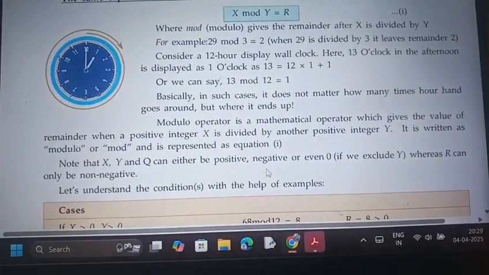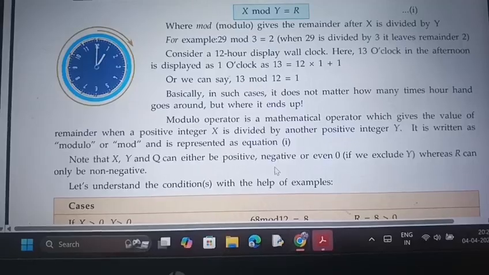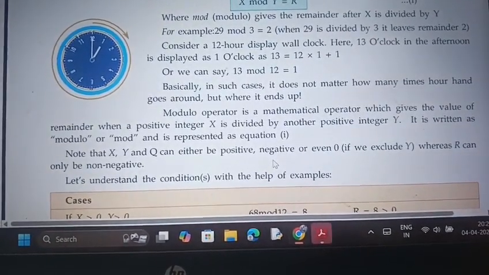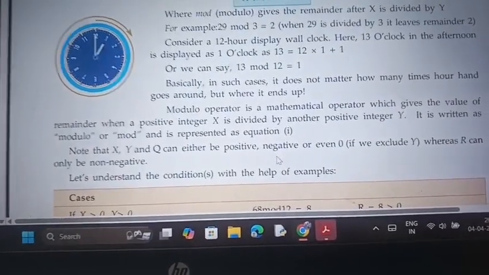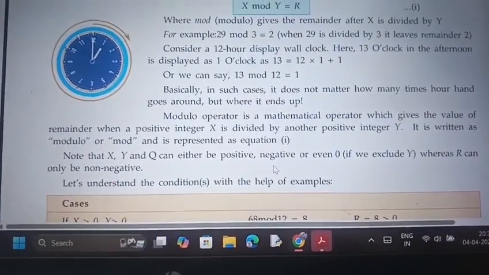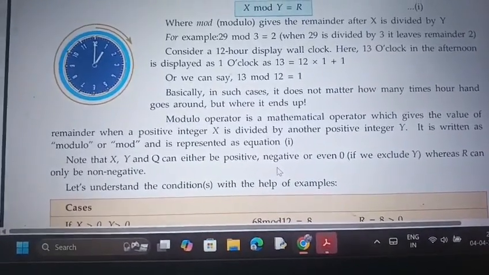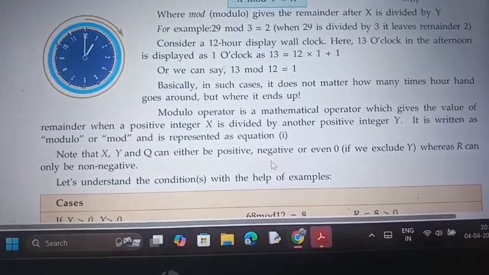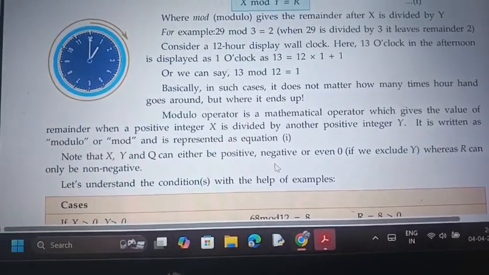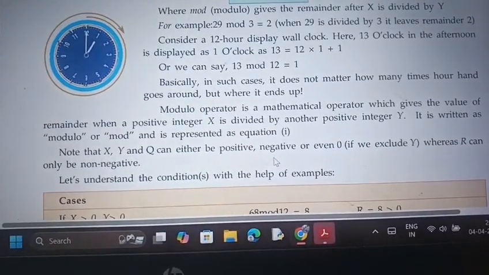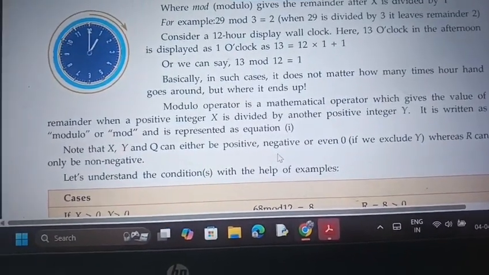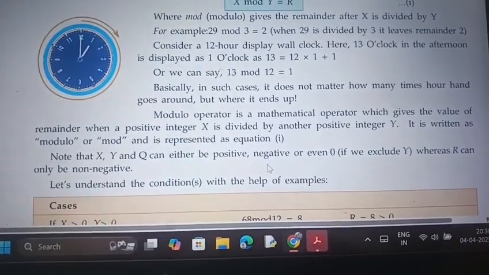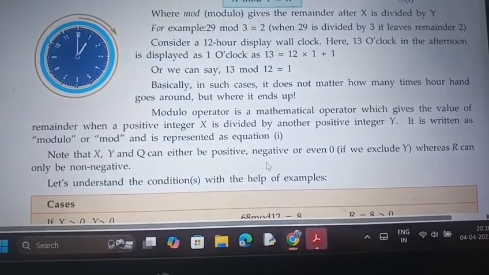Consider a 12-hour display wall clock. Here, 13 o'clock in the morning is displayed as 1 o'clock, as 13 is equal to 12 into 1 plus 1. Or we can say 13 mod 12 is equal to 1. Basically, in such cases, it does not matter how many times an hour hand goes around, but where it ends up. Modulo operator is a mathematical operator which gives the value of the remainder when a positive integer x is divided by another positive integer y. It is written as modulo or mod and is represented as equation 1.